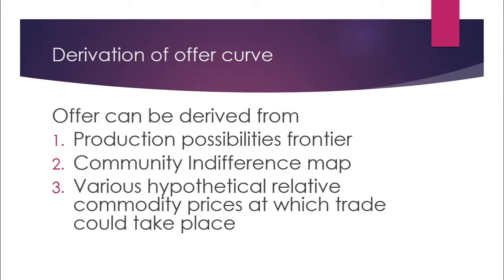Now let us examine how offer curve is derived. Offer curve can be derived from the production possibility frontier, community indifference map, and various hypothetical relative commodity prices at which trade could take place. So, we have to use three important geometric tools to derive offer curve. First is the production possibility frontier. Second is the community indifference map, which shows a set of community indifference curves. Then we have to consider various hypothetical relative commodity prices at which trade could take place.